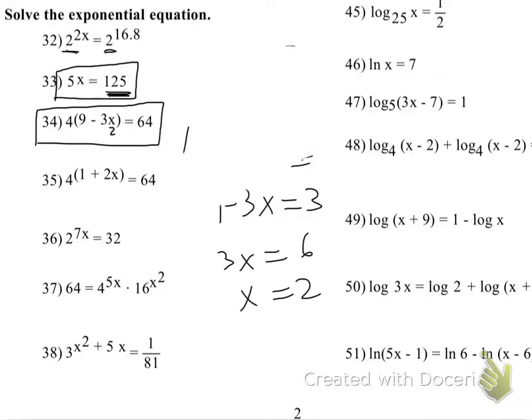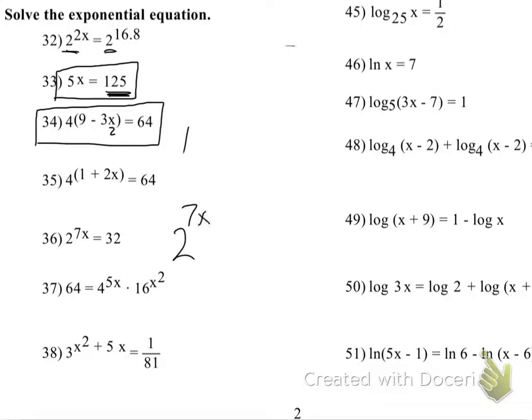Pretty much 35 is very similar. Let's have a look at 36. 2 to the power 7x equals 32, which is 2 to the power 5. So 7x equals 5, so x equals 5 sevenths. And that's basically it, folks, okay?